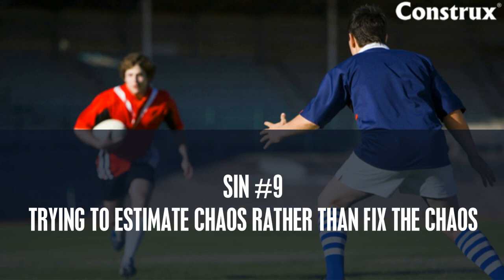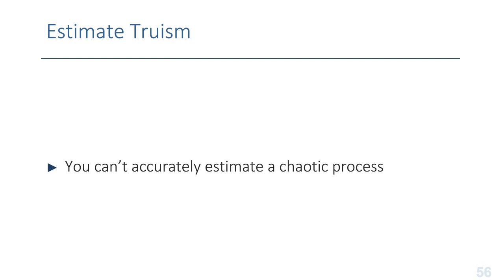Deadly sin number 9 is trying to estimate chaos rather than fix the chaos. One of the truisms of software estimation is you can't accurately estimate a chaotic process. The chaos is going to overwhelm whatever the estimate is, and the estimate's really not going to be worth anything.